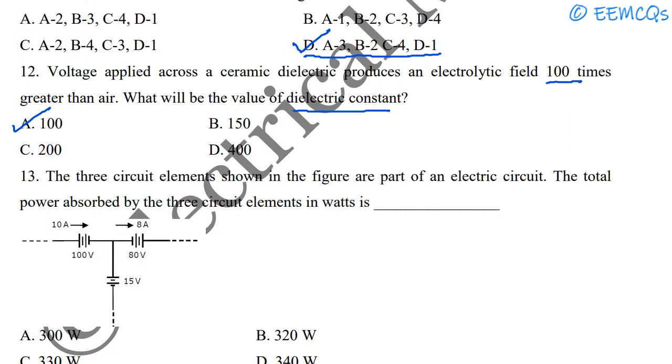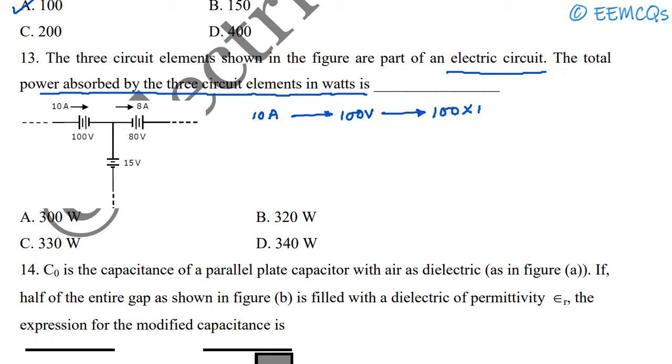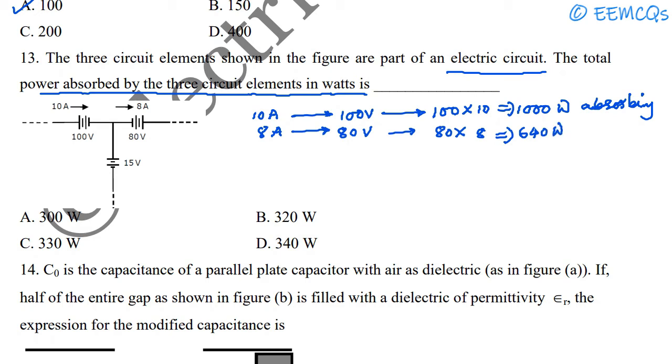Now let us take question number 13. The three circuit elements shown in the figure are part of an electric circuit. The total power absorbed by the three circuit elements in watts is, okay. See here, basically 10 ampere current is going into the 100 volt source. So the 100 volt source is absorbing a power of 100 into 10, that is 1000 watt. And the 8 ampere current is coming out of the 80 volt source. So here 80 into 8, that is 640 watt of power, which is being supplied.